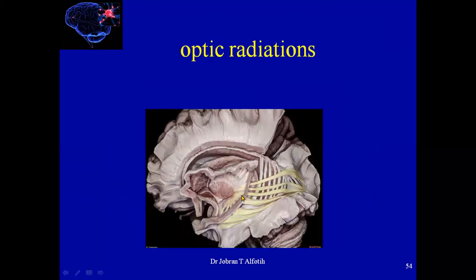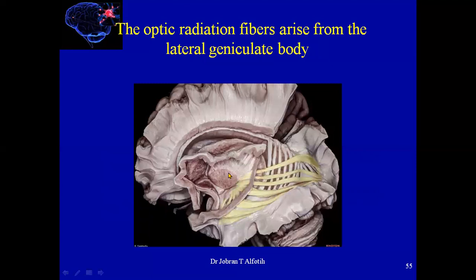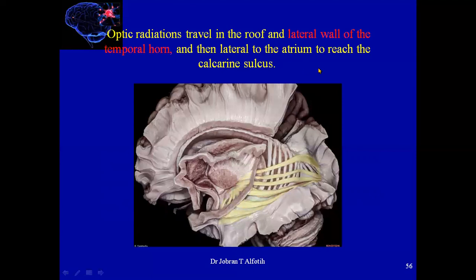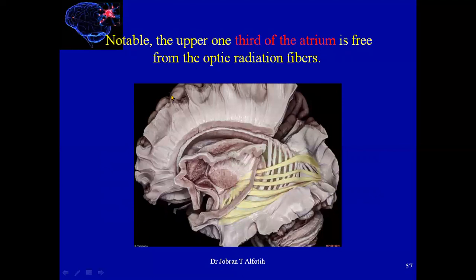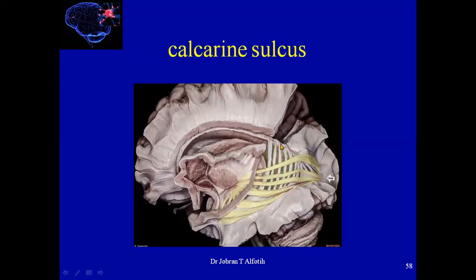As we can see here, the optic radiation is coming from the lateral geniculate body in this area. The optic radiation travels in the roof of the temporal horn of the lateral ventricle, and also lateral to the atrium, to reach the calcarine sulcus. So one third of the atrium is free from the optic radiation, so operating in this area cannot damage the optic radiation. Here is the calcarine sulcus in the occipital area.